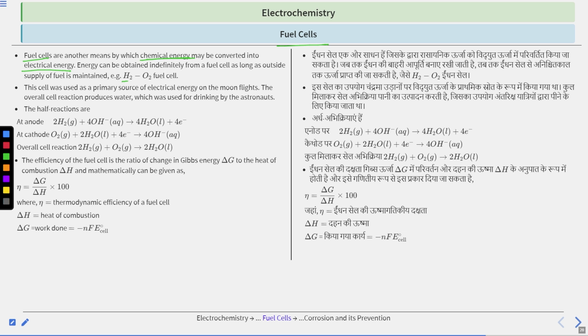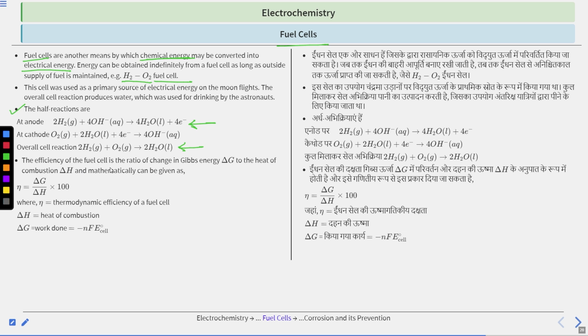For example, the H2-O2 fuel cell. This cell was used as a primary source of electrical energy on the moon flights. The overall cell reaction produces water, which is used for drinking by the astronauts. Half cell reactions involved are, at anode: 2H2 plus 4OH minus giving 4H2O plus 4 electrons. At cathode: O2 plus 2H2O plus 4 electrons giving 4OH minus. Overall cell reaction is 2H2 plus O2 giving 2H2O.